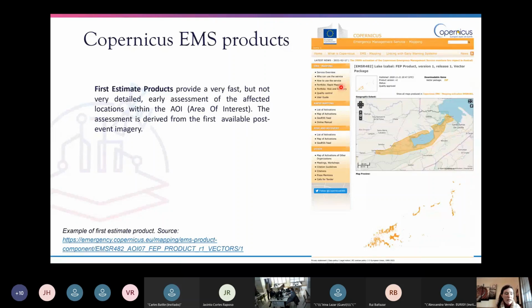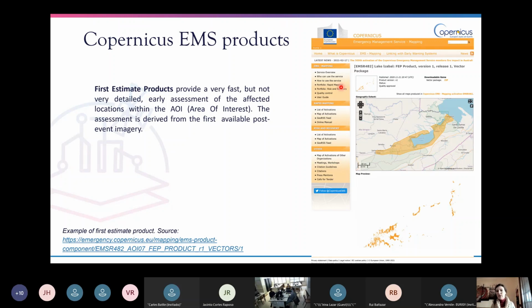In the very last release of the Copernicus guidelines, we have the introduction of the first estimate products, or FEP, which should be provided, I think, 1 or 2 hours after the satellite image is available. So we said that the availability of the satellite imagery is the first step, which we cannot do anything about, apart from trying to choose the best option among the available satellites. But apart from that, we can only wait for the image to be available.